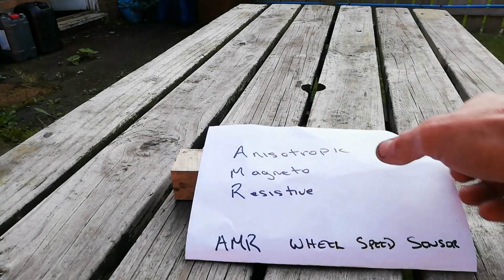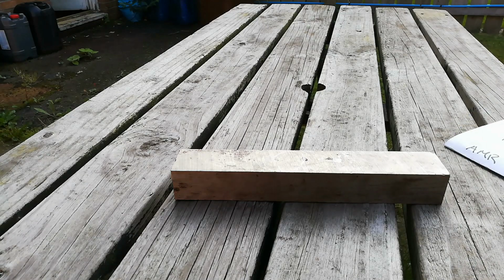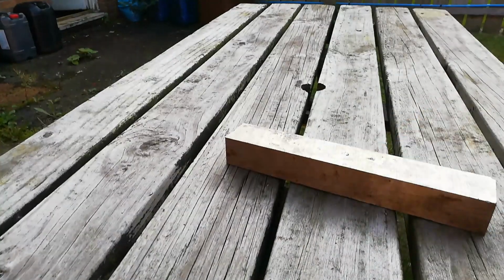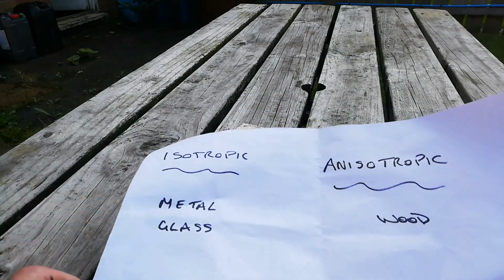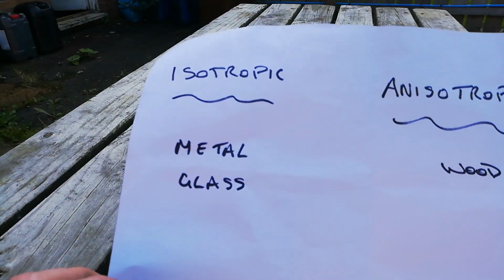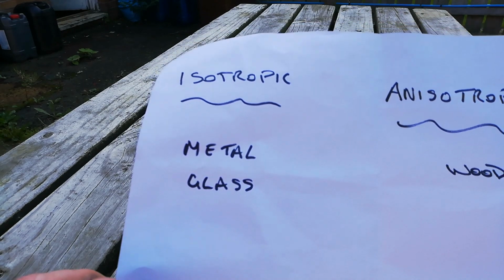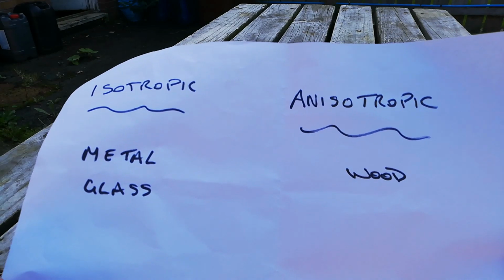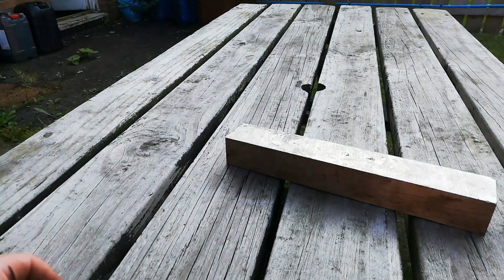So anisotropic, you have two different types of material, anisotropic and isotropic. You may have heard of isotropic before, and you can see there we have the two different types of materials. We have an isotropic one there and an anisotropic one. So this here is a bit of metal, and this wee bit here. An example of isotropic is metal or glass, and an example of anisotropic is wood. So what's the difference there? What are we talking about?